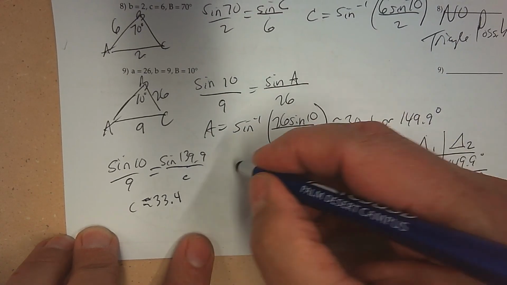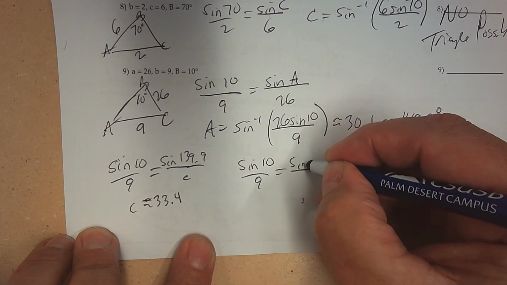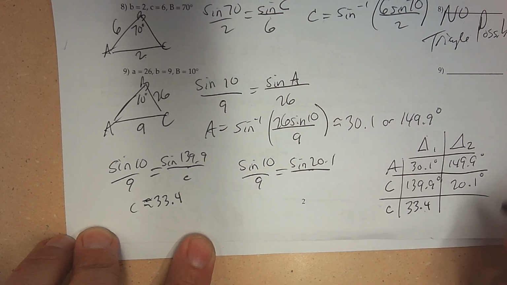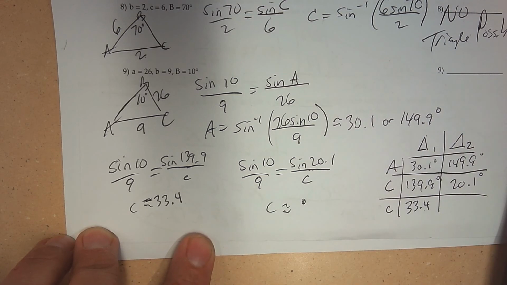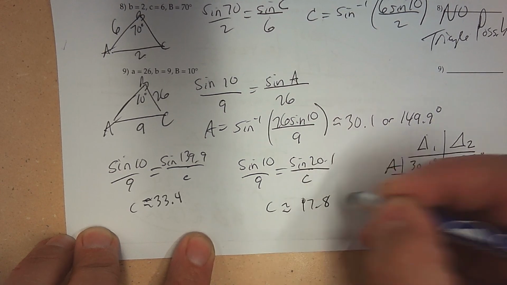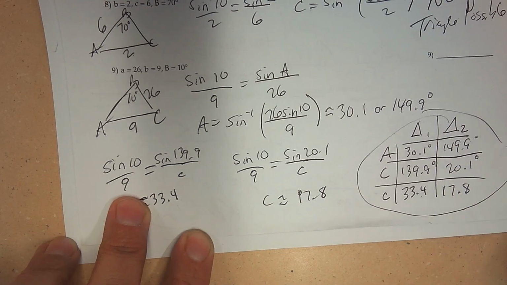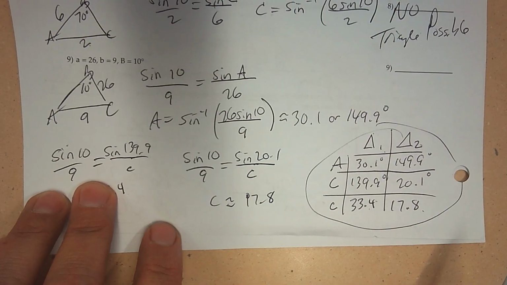Now I'm going to do the same thing again, start with sine 10 over 9, but this time I'm going to use 20.1. So I'm going to go 9 times sine 20.1 this time, divided by sine 10. And if I round that, it gives me 17.8. And then this gives you a nice organized way to know triangle 1 and triangle 2 and solving them both.